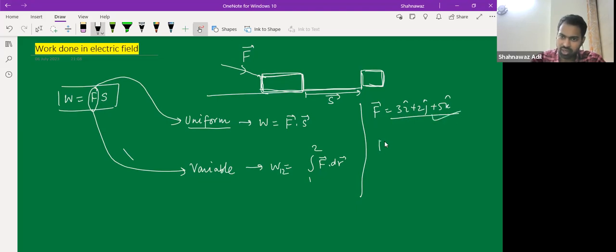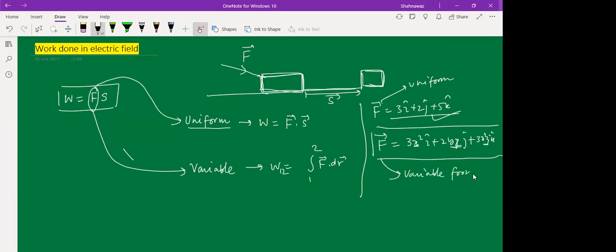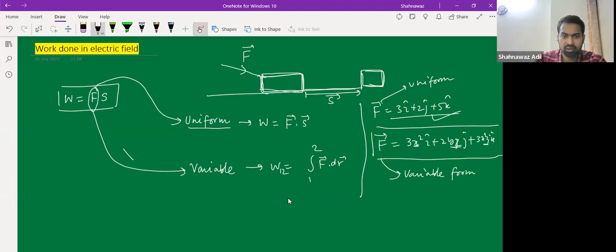Correct. And let's say that if I write my force like this, 3x square i plus 2yz j, and 3x square y square k. Now you see that this force contains variables, right? So this force is what? Variable one, right? This is what you learned in your 11th portion.